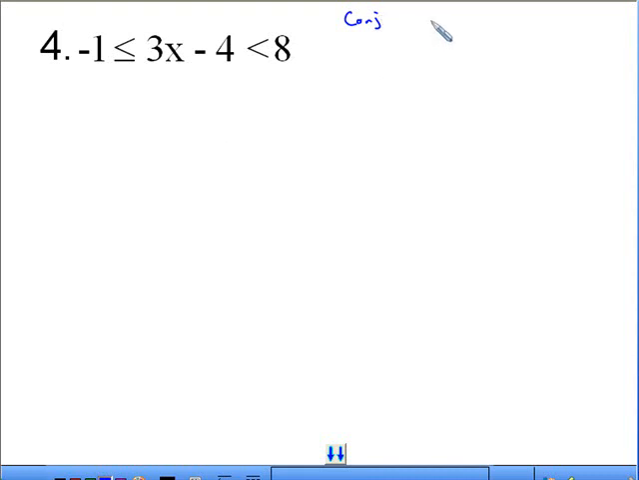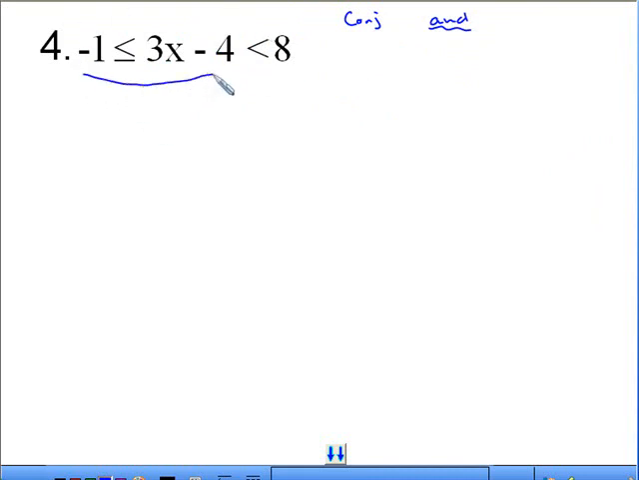Now, remember, a conjunction problem is an AND problem. So what you're going to do is split this one combined. This is called a combined inequality, because what you've done is you've taken 2 separate problems and put them into one. Now we're going to separate them. So we're going to take this combined inequality and separate it.